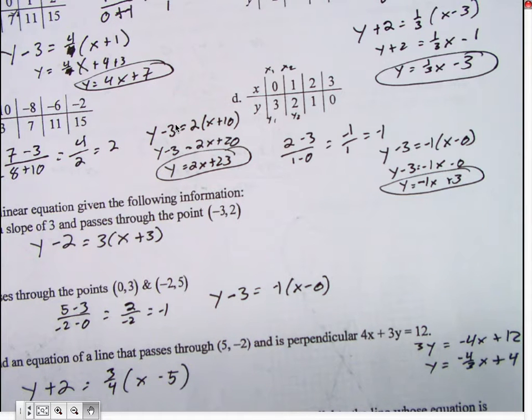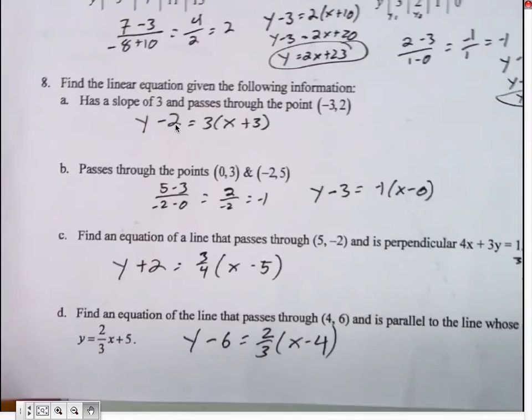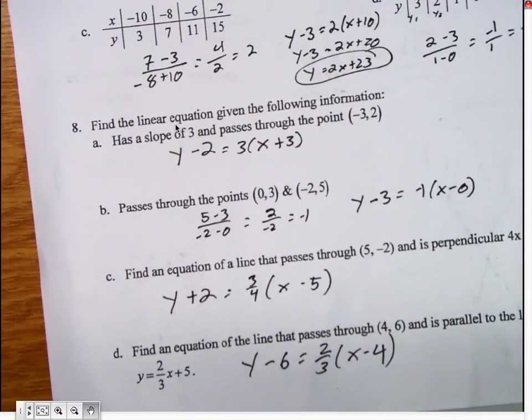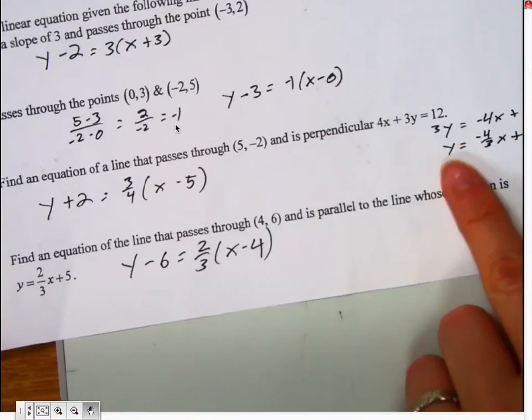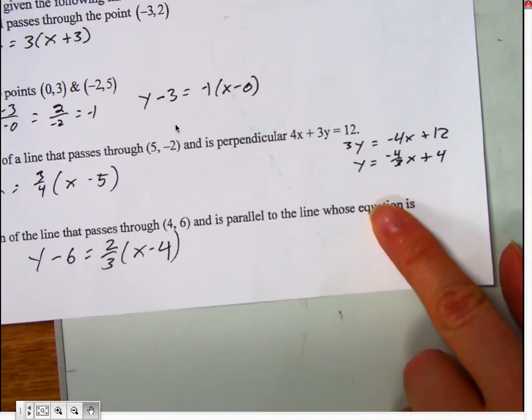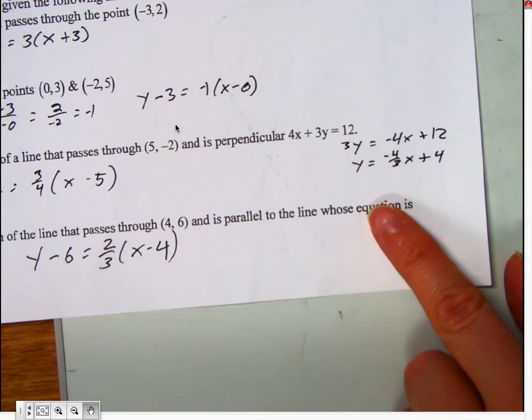Okay. 8 says you have to put them in a linear equation, so that can be point slope form. Y minus 2 equals 3 times x plus 3. B is y minus 3 equals -1 times x minus 0. And C, you have to change this into slope intercept form. So I'm going to subtract 4x and then divide everything by 3.